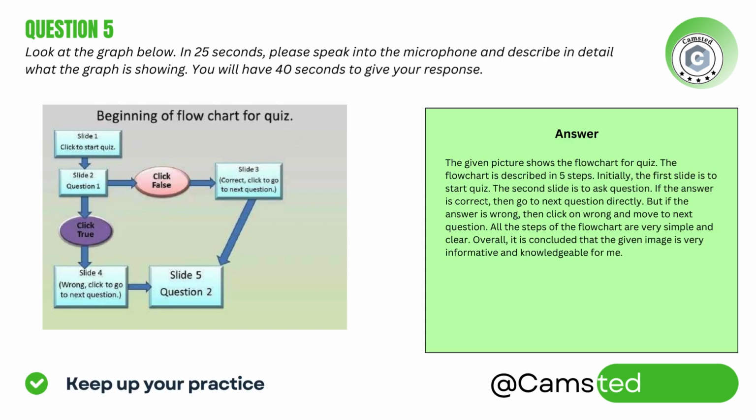The given picture shows the flowchart for quiz. The flowchart is described in 5 steps. Initially, the first slide is to start quiz. The second slide is to ask question. If the answer is correct, then go to next question directly.